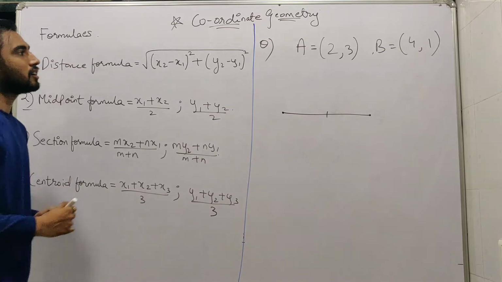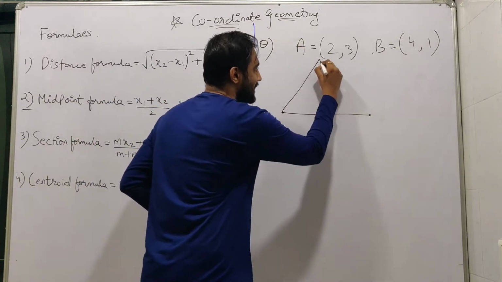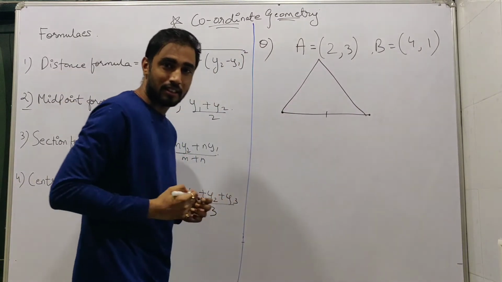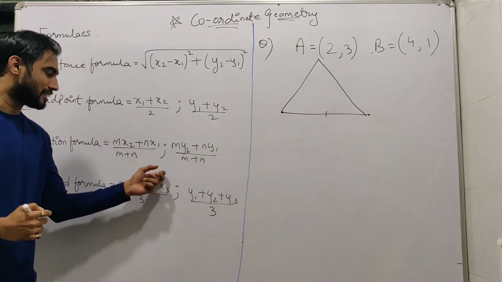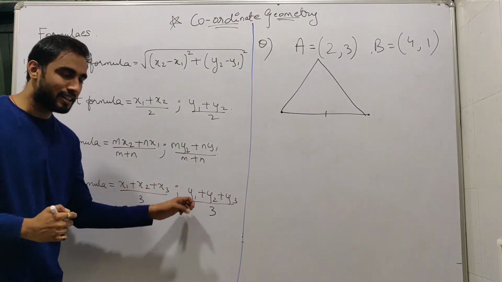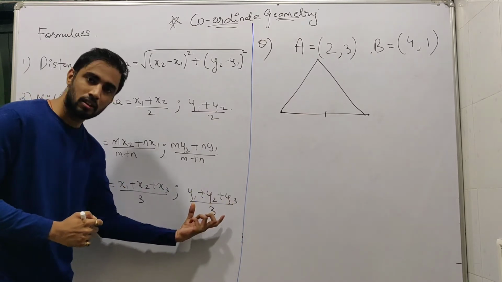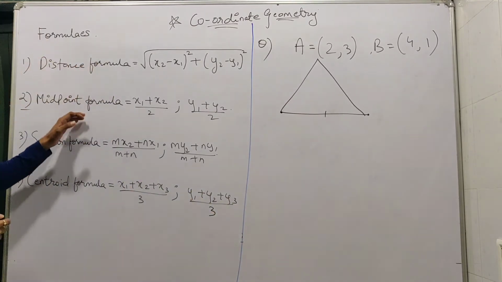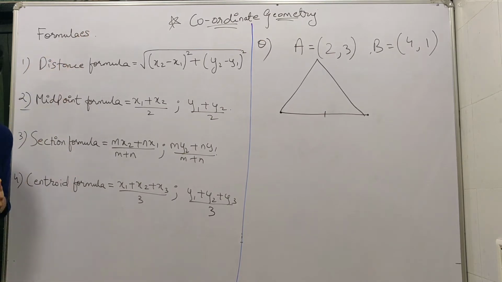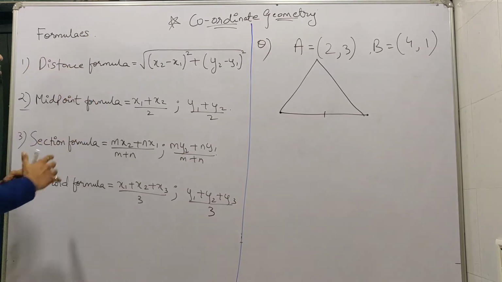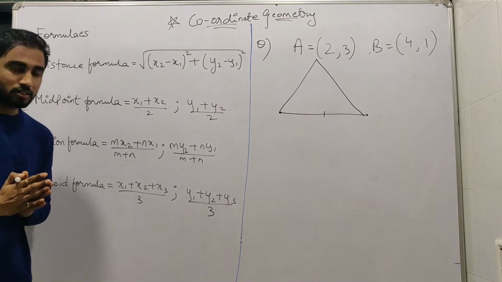And the last formula we are learning today is the centroid formula. The centroid usually is the center for the given triangle. The centroid formula is given as x1 plus x2 plus x3 upon 3, and for the y coordinate y1 plus y2 plus y3 upon 3. These four formulas will be very important for our coordinate geometry. These four formulas will be useful for all 10th standard students.